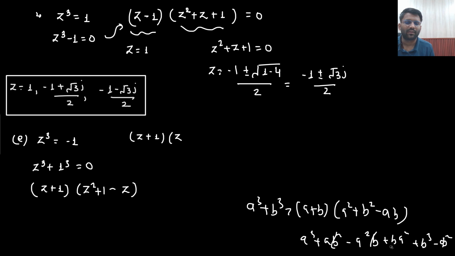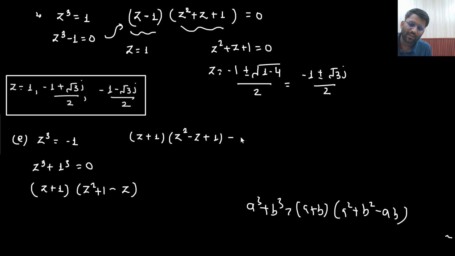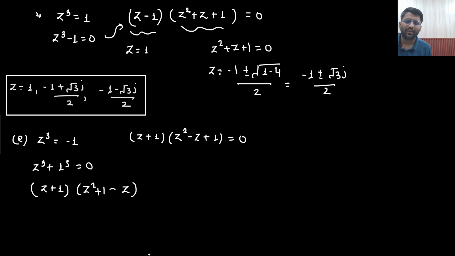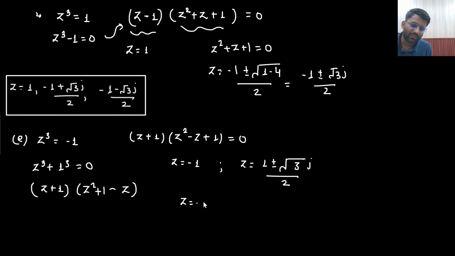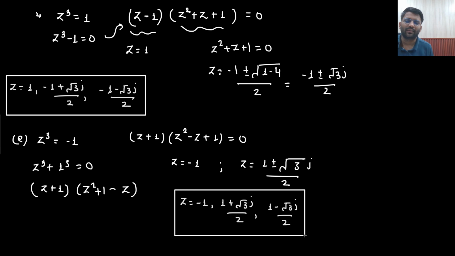Yeah, so this is the formula. So what you are getting? z plus 1 into z square minus z plus 1 equals 0. From here, sir, if I solve these equations, two roots I will be getting. z equals minus 1, one root. The other roots would be minus b plus minus under root b square minus 4ac upon 2a. So z equals 1 plus under root 3j by 2, and 1 minus under root 3j by 2. So these are the values of z I will be getting.